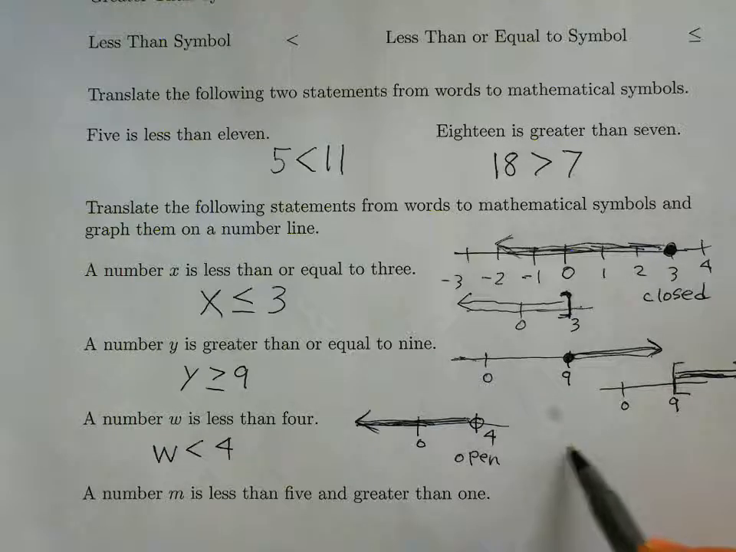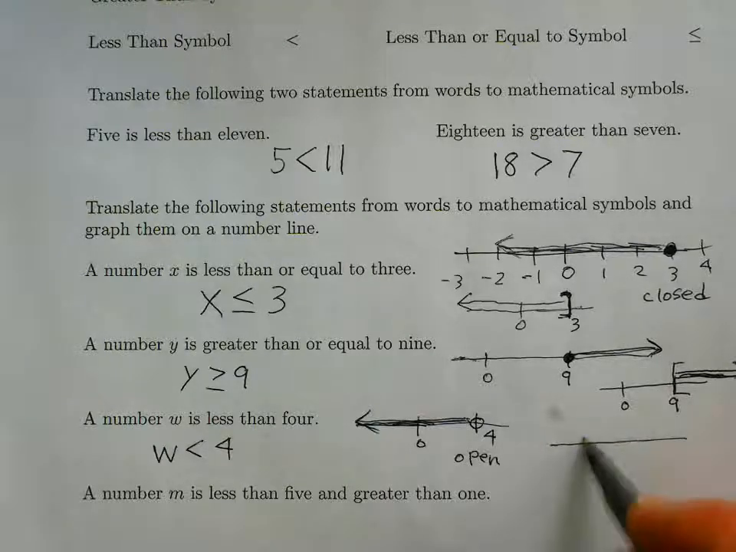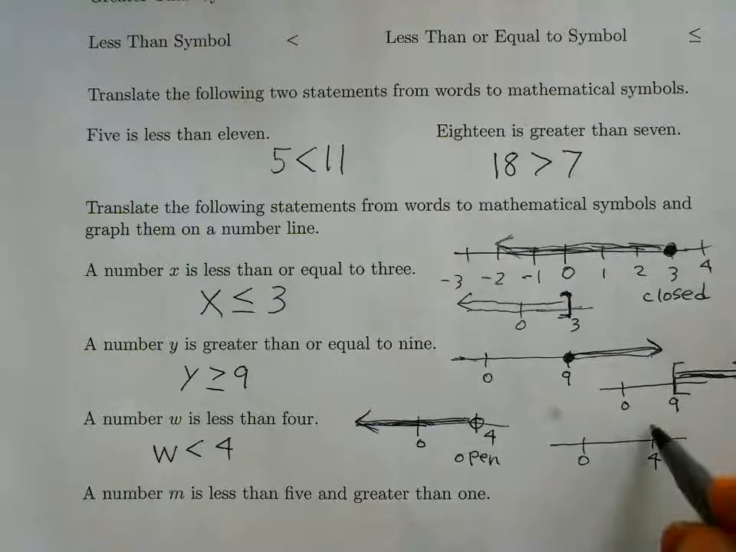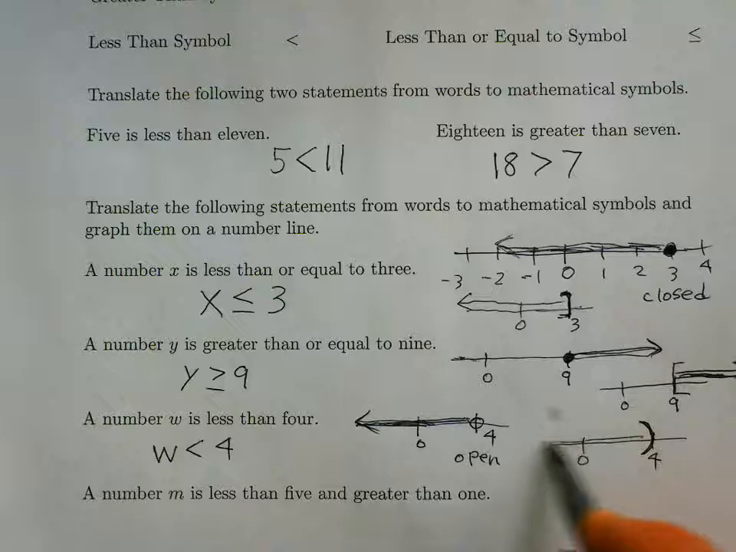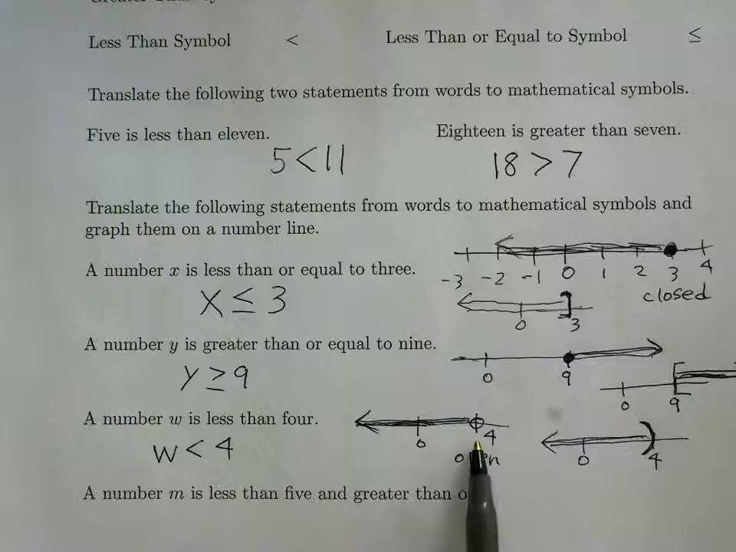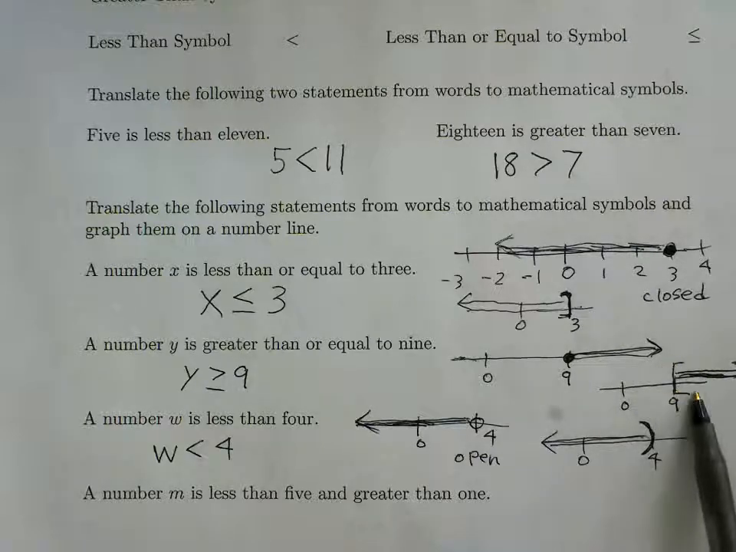An alternative way to graph, instead of an open circle, we can put a parenthesis that opens to the left, and then we shade to the left. So a parenthesis corresponds to a point that is not included. Distinguish that between the previous examples where a bracket is used when the point is included.